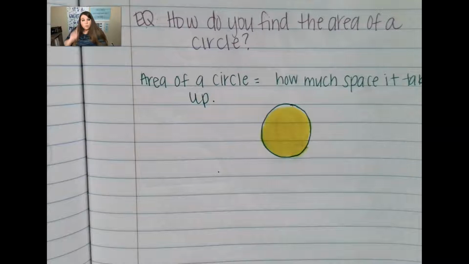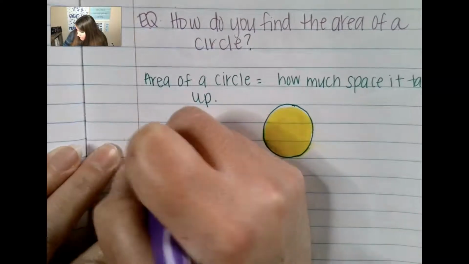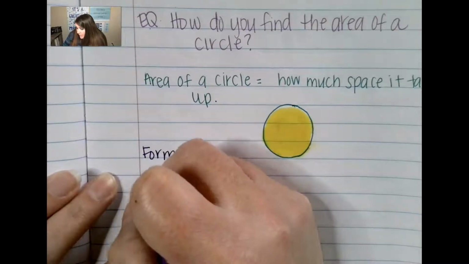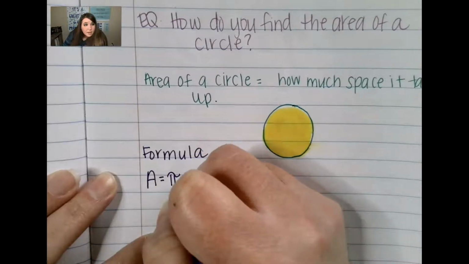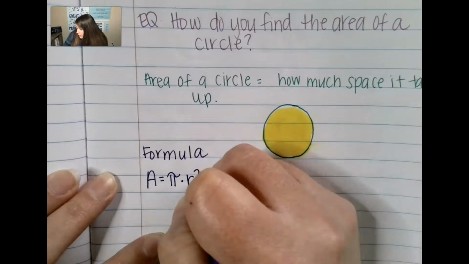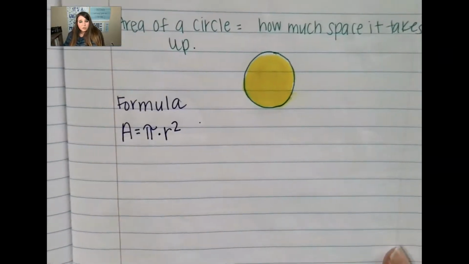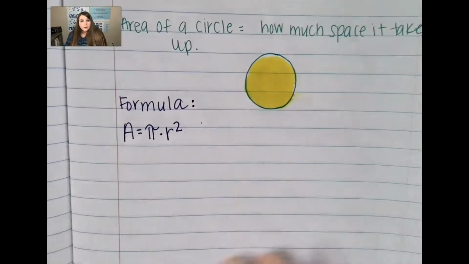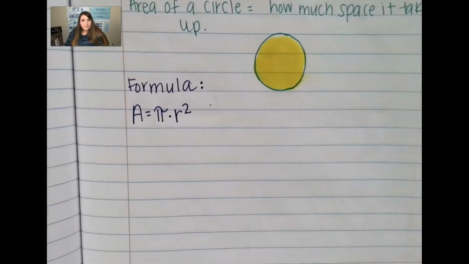Let's talk about the formula. We're still using pi, but our formula for finding the area of a circle is area equals pi times r squared. Pi r squared. This is the famous formula that you probably have heard before. We're going to start with circles that have a radius, and work from there.